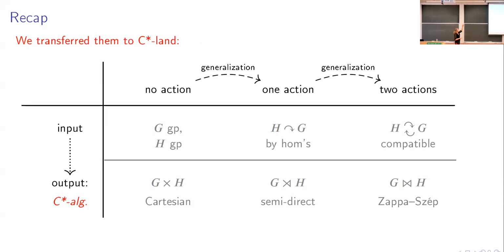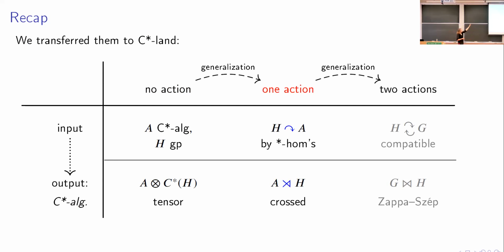And then we moved that into C-star land. Again, no actions, you have a C-star algebra and a group, you get the tensor product. One action by star homomorphisms, you get the cross product. You have two actions on a Fell bundle that are compatible, you get the Zappa-Zep product.